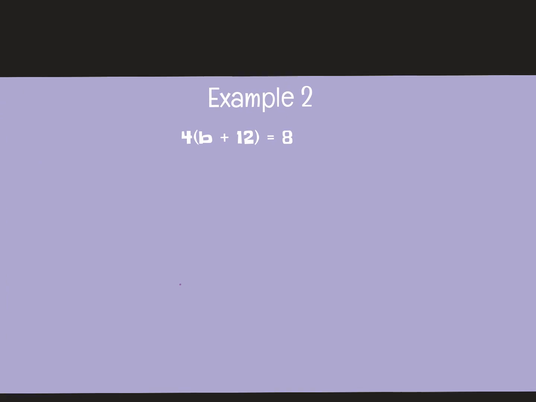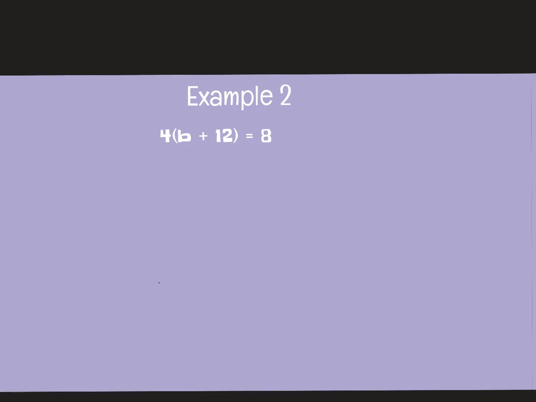The next example, we have 4 times the expression b plus 12 is equal to 8. Here we can see that we're definitely going to have to distribute. My 4 is going to be distributed to my b, and my 4 is also going to be distributed to my 12. Remember, with the distributive property, we are multiplying. So 4 times b gives me 4b. 4 times 12 gives me 48, and that is all equal to 8. I do not have to combine like terms because 4b and 48 are not like terms; 4b is a variable term and 48 is a constant.